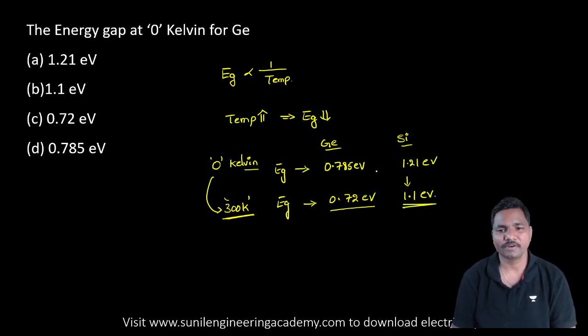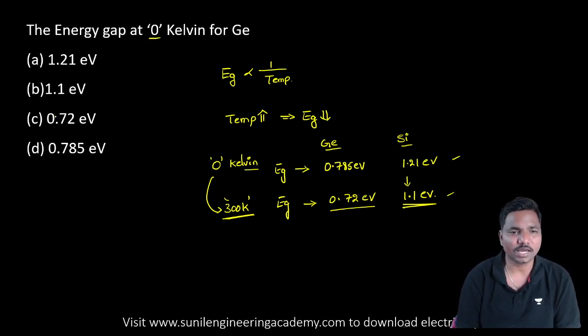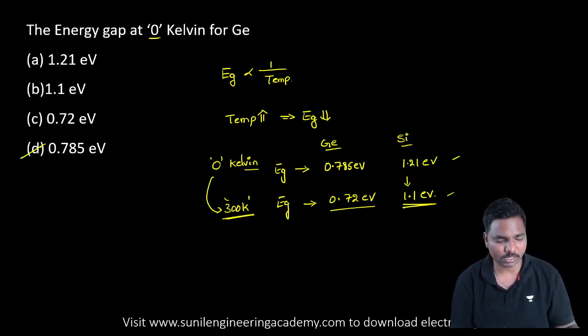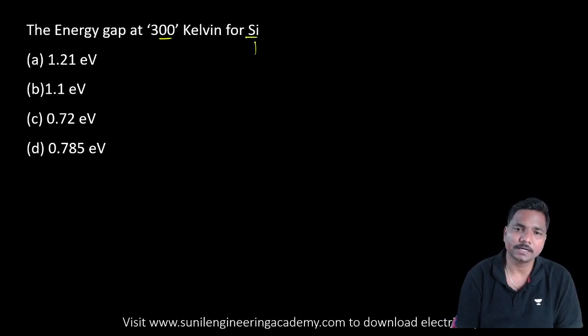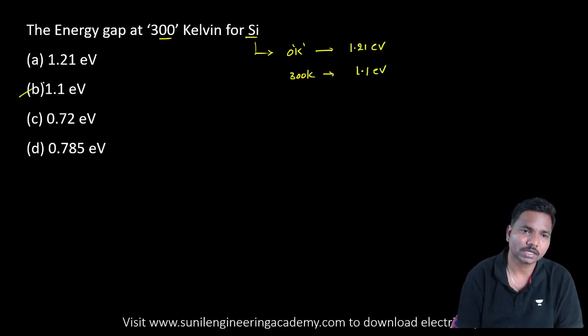So many students have doubts in this. So, temperatures for 0 Kelvin and 300 Kelvin, note down these points. These are very important. Here they are asking 0 Kelvin, so the high value 0.785. So the answer is option D. Okay. Coming to the next question. Energy gap at 300 Kelvin in case of silicon. In case of silicon, at 0 Kelvin it is 1.21, and for 300 Kelvin it will decrease to 1.1 electron volt. So the answer is option B.